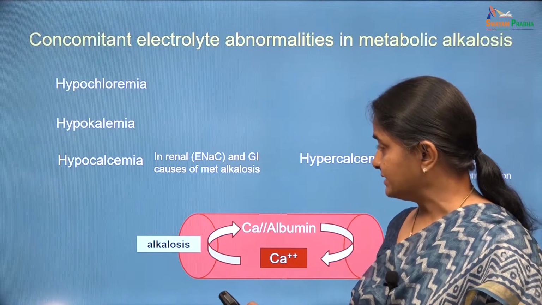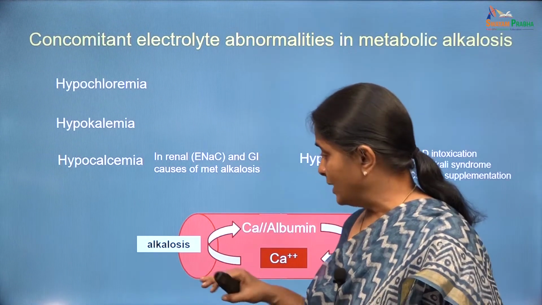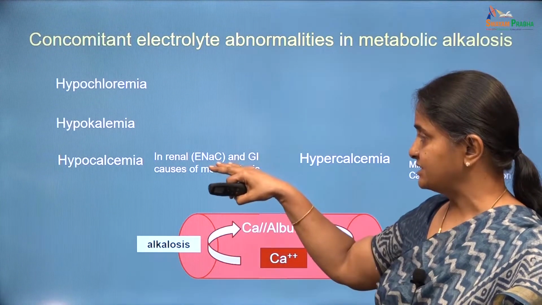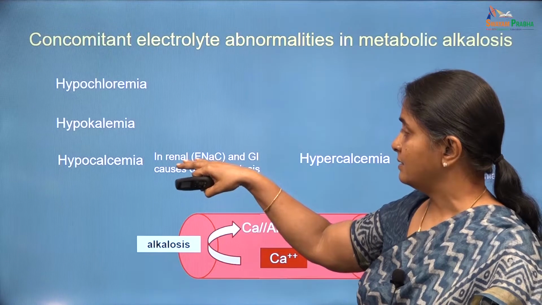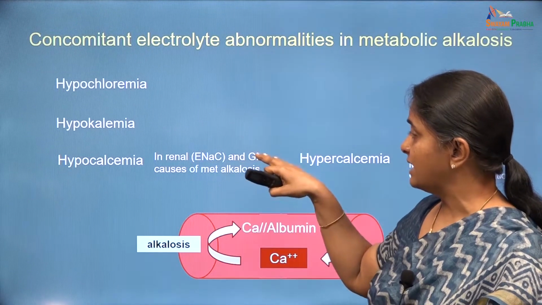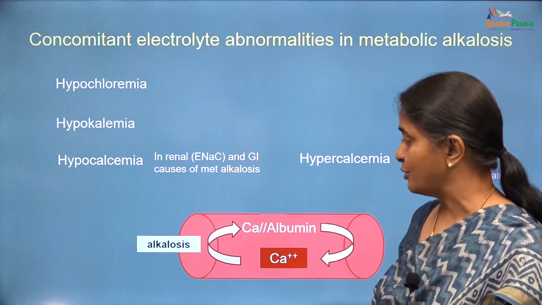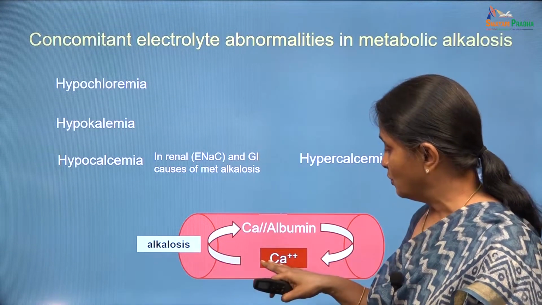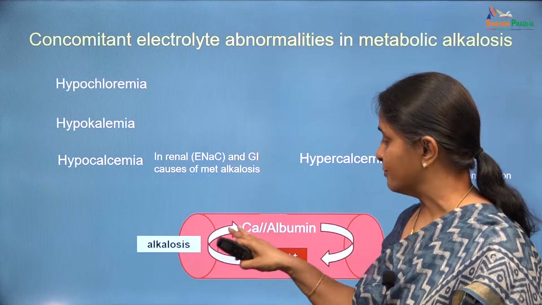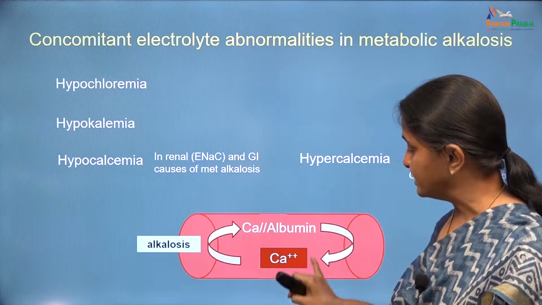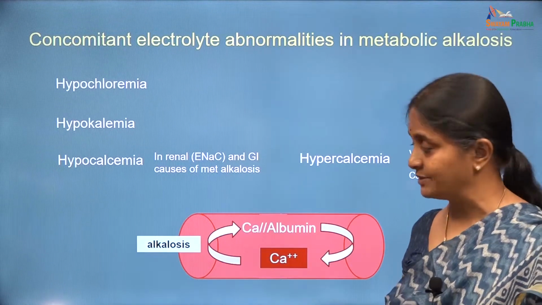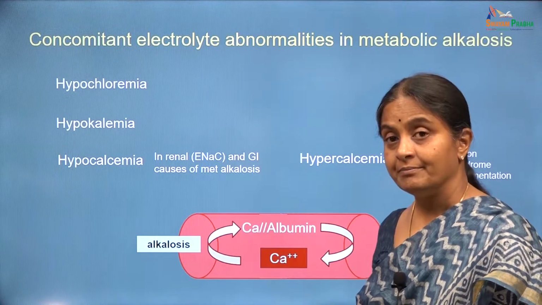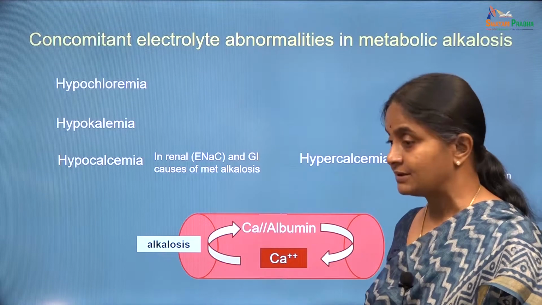So, we have just seen that when calcium metabolism is normal in these conditions where ENaC activity is enhanced and in gastrointestinal causes of metabolic alkalosis, the prevailing alkalosis will shift calcium into the bound state and therefore lead to a reduction in free calcium in plasma. We call that hypocalcemia in alkalosis due to these conditions.